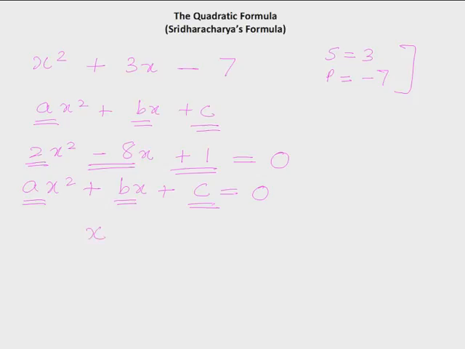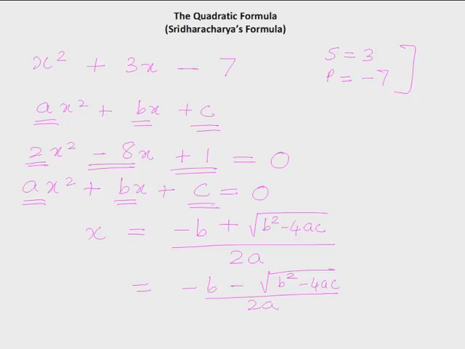Well, the solutions are x is equal to minus b plus root of b square minus 4ac upon 2a and minus b minus root of b square minus 4ac upon 2a. These are the two solutions, x1 and x2. These are the two values of x that will make this quadratic equation true. That means that will make the left hand side of this quadratic equal to 0.